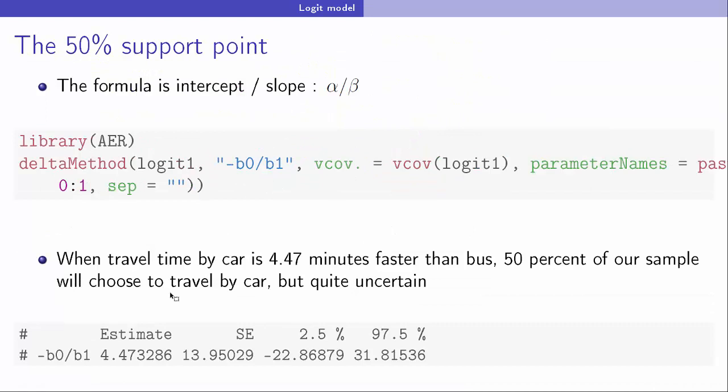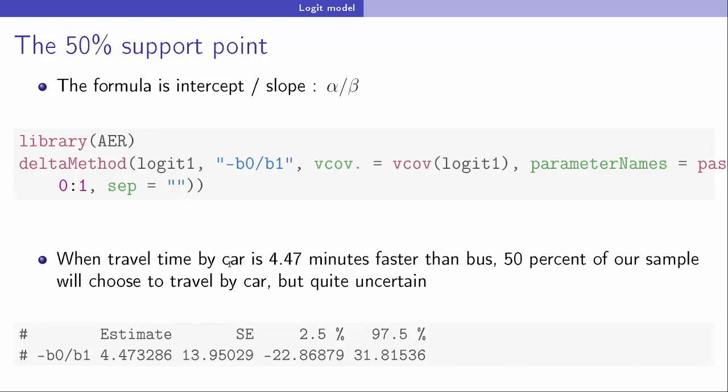Final thing here is this 50% support point. So what do we know about this 50% support point? Beta 0 divided by beta 1. So it says that at the 50% support point, we get an estimate of 4.47. Well, what does that mean? It means that when the car is slightly faster than the bus, 50% of the people will choose to take the car. So it tells us something like on an equal footing, there's a slight preference for bus travel, and that could be because of cost, could be for a whole range of other reasons.